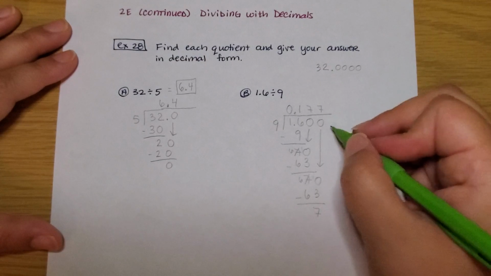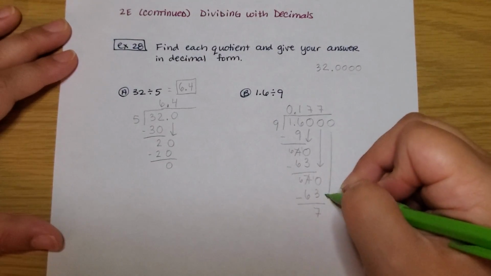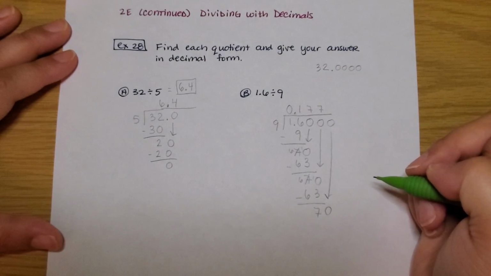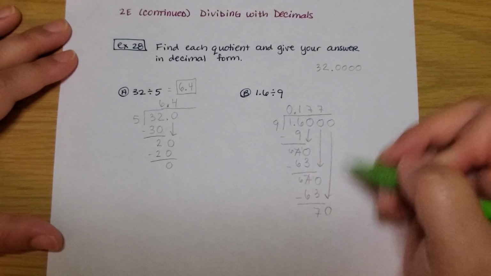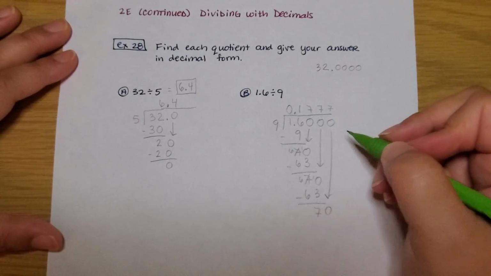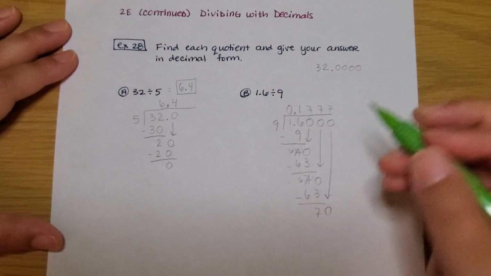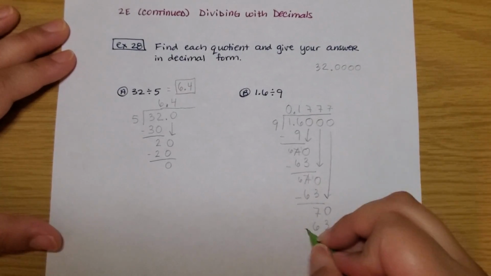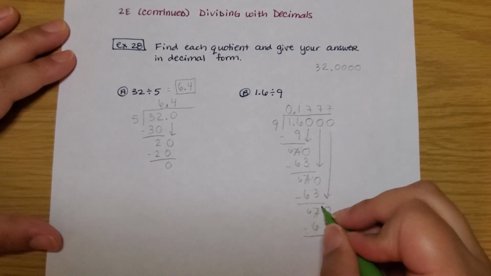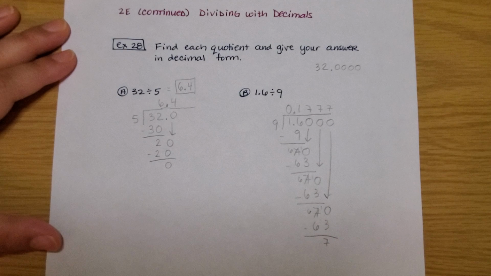So I didn't get 0, so I'm going to add a 0 and bring it down. 9 goes into 70 7 times. 7 times 9 is 63. This is looking really repetitive now.